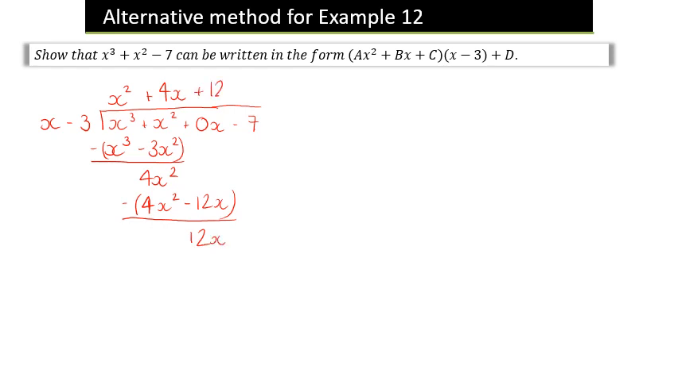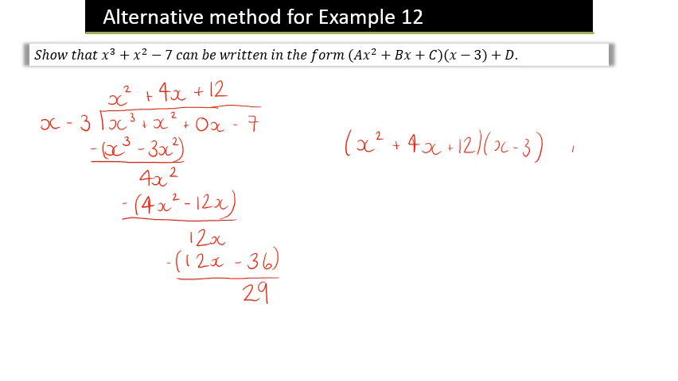So add 12. 12 times x is 12x. 12 times negative 3 is negative 36. Subtract those off. X's cancel, minus 7. Take away negative 36. So that's add on 36, which is going to leave me with 29. So my final answer then would be x squared add 4x add 12, over x minus 3, and then my remainder on the end, which was positive 29.